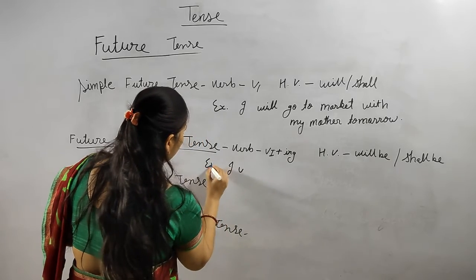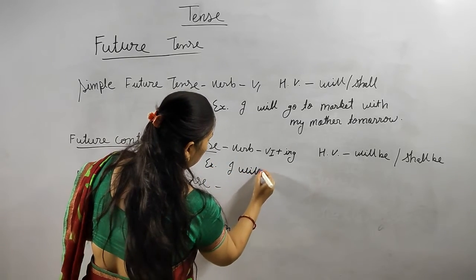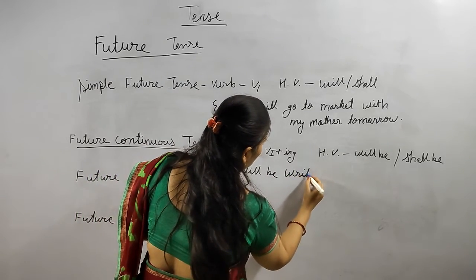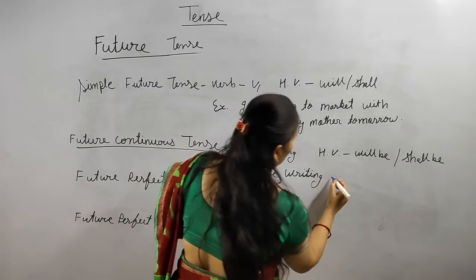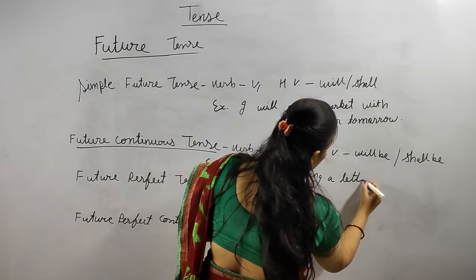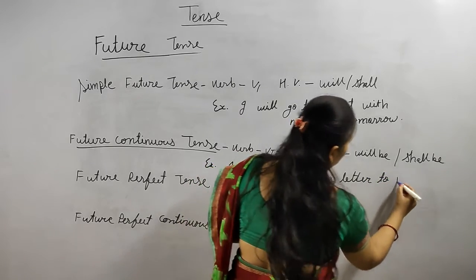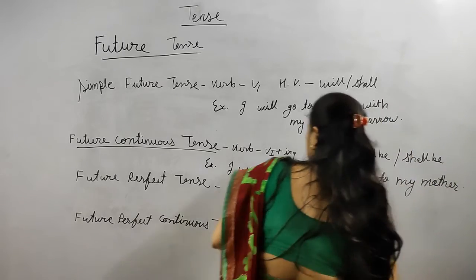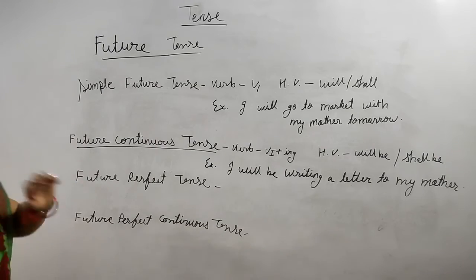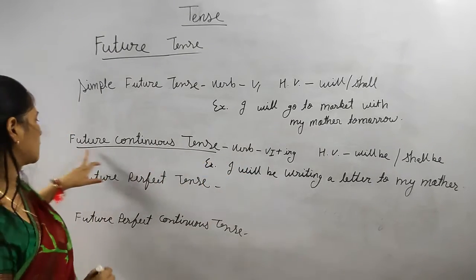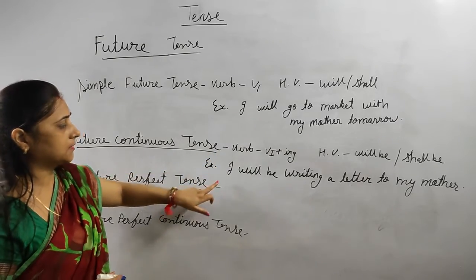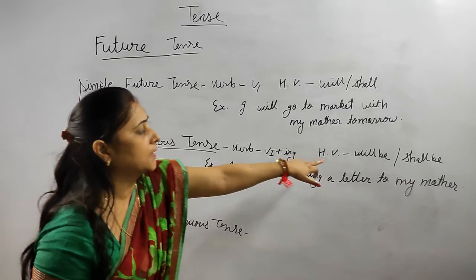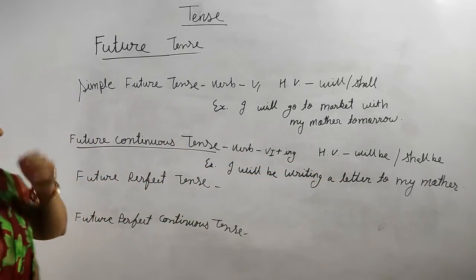I will be writing a letter to my mother. So it is your explanation of the future continuous tense. In this way you can make the sentence by using the correct verb and helping verb of this tense.